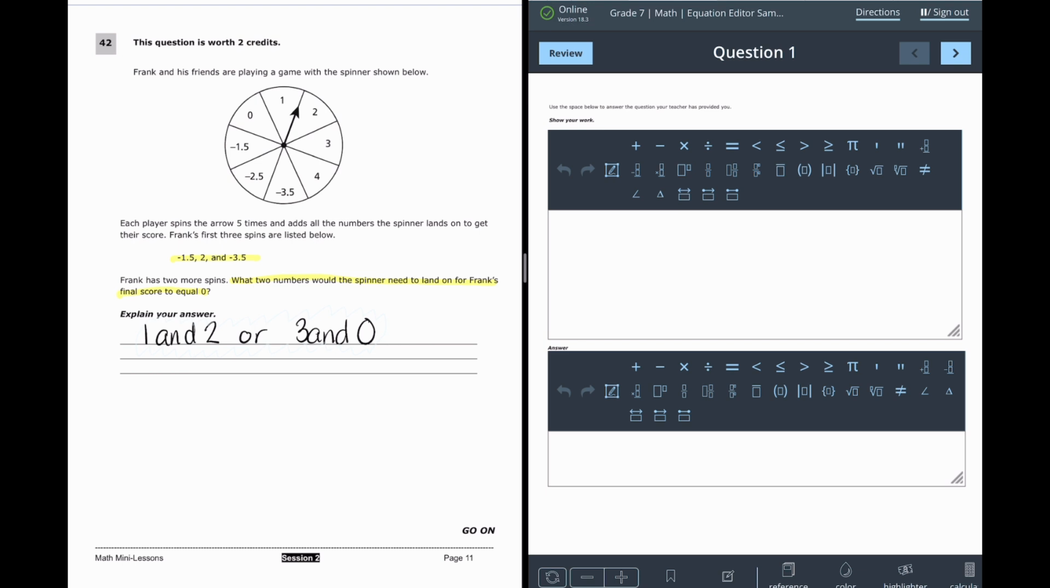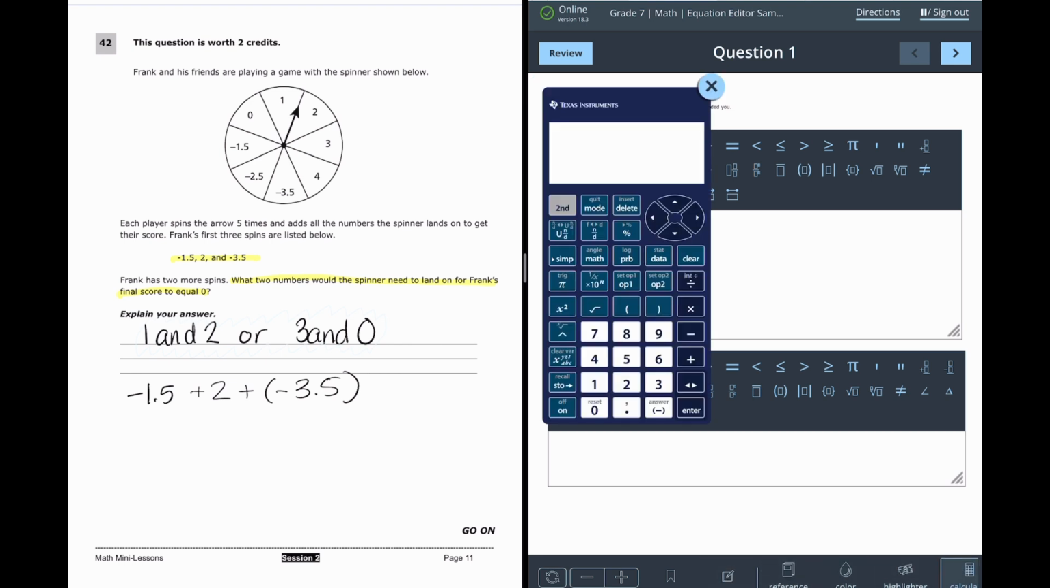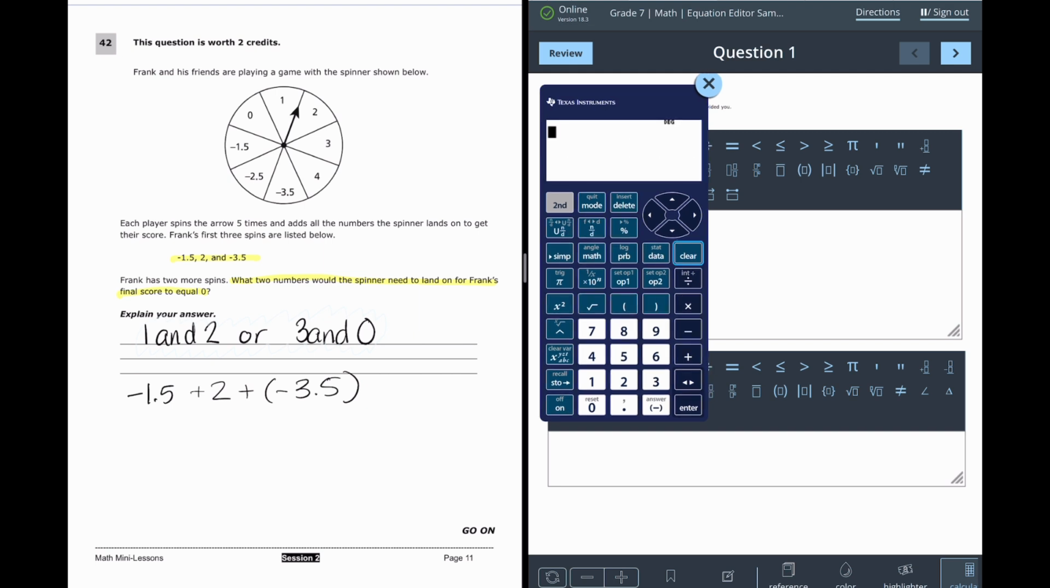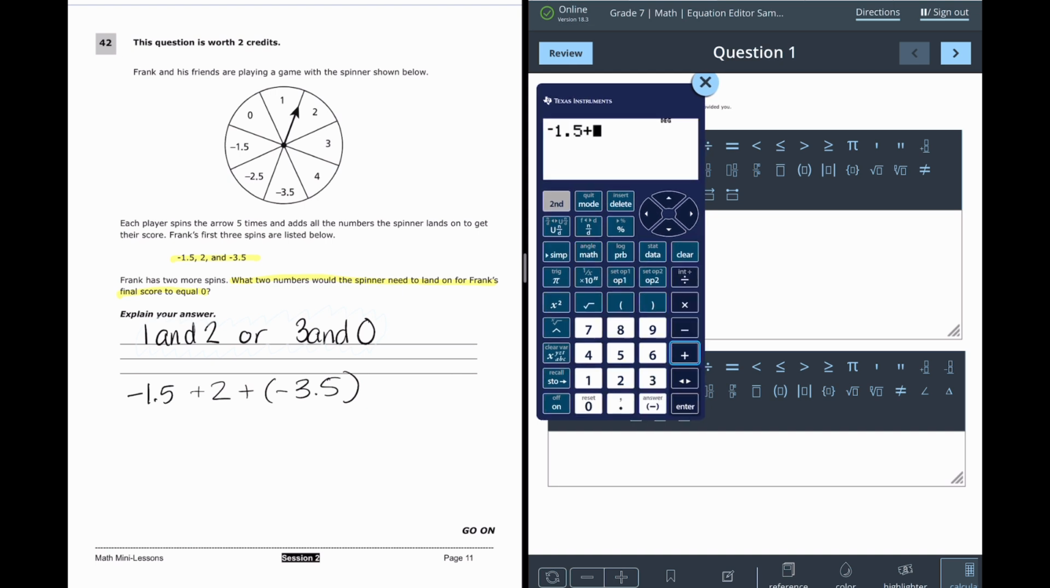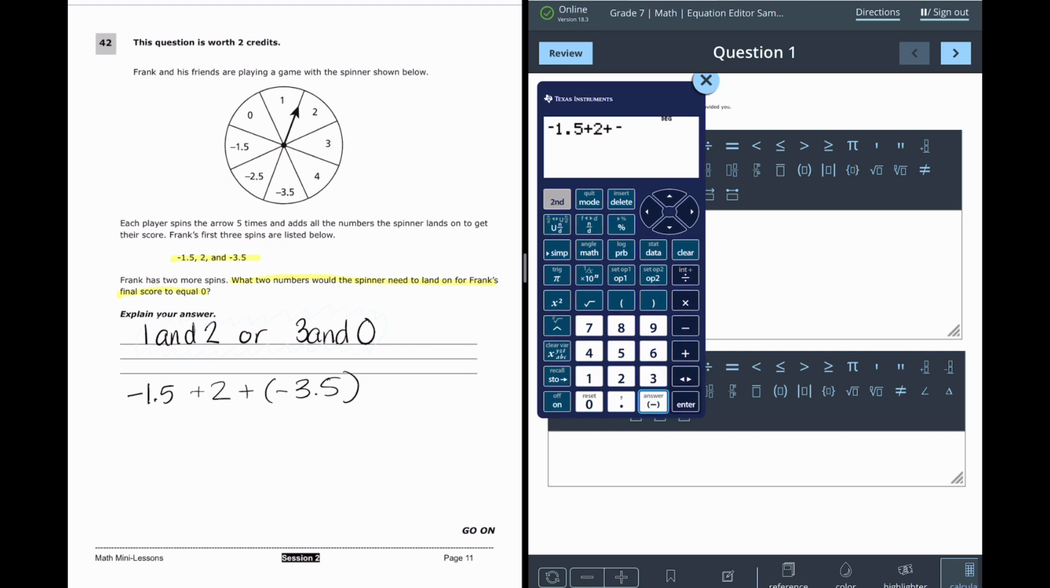So far, he's landed on -1 and 5/10, +2, plus -3 and 5/10. So if I add all of these together, I'm going to move to my calculator on Nextera. So let's clear the memory for a second. And I'm just going to put in my answers for the 3 spins, +2, plus -3.5, and I get -3. Okay, so that's what he has.